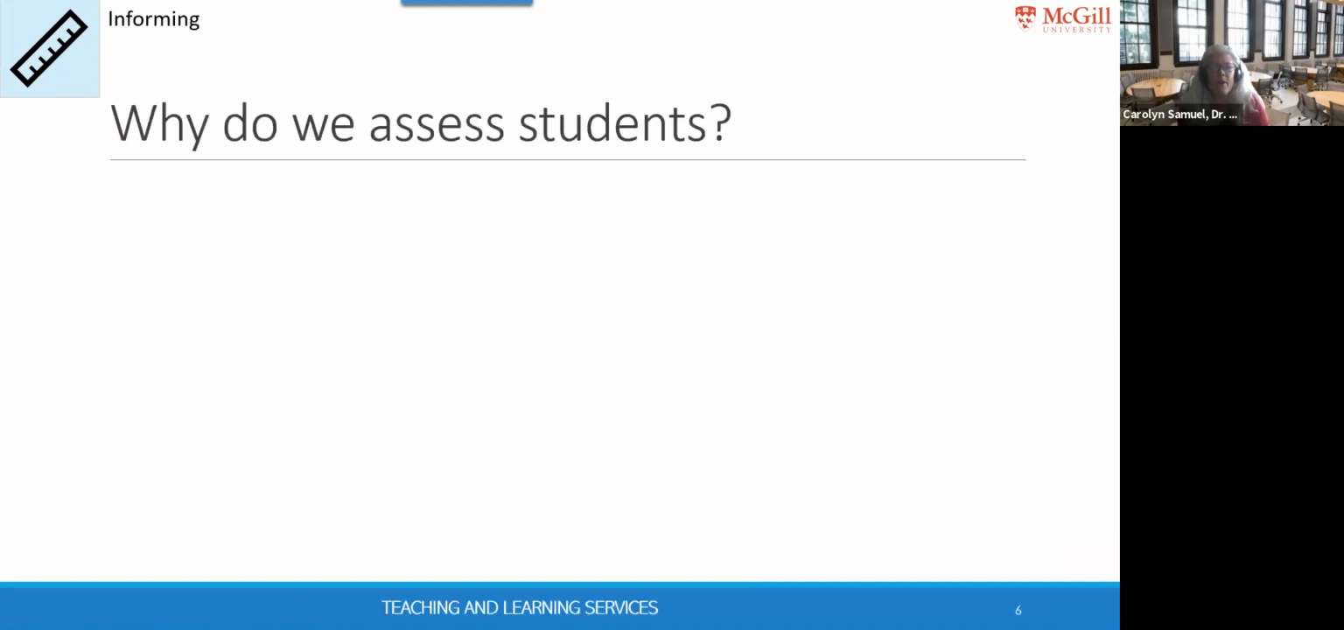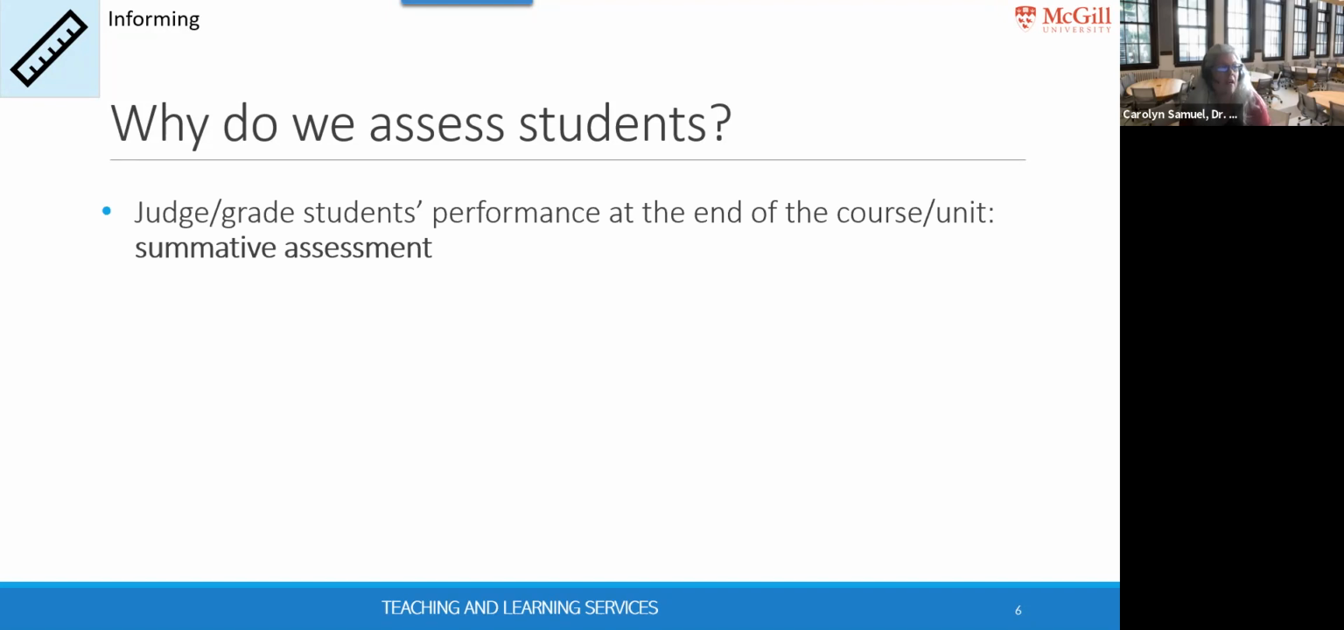Now, why do we assess students? And we're going to consider this question before we get to some principles of assessment. We can probably all agree that we assess students, we assess their work to judge or grade their performance at the end of a course or at the end of a unit. And we call that summative assessment. So it's at the end of the course.